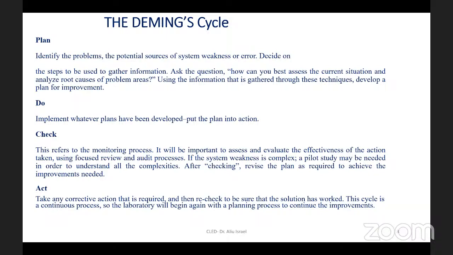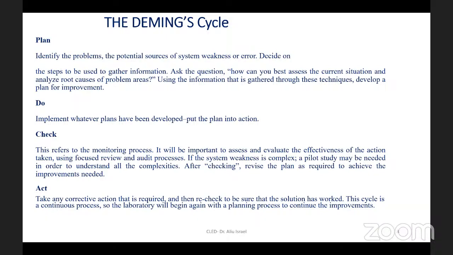Next, you check. Check refers to monitoring the process. It will be important to assess and evaluate the effectiveness of the action taken. Using a focused review, you could use an audit process, you could use checks. If the system weakness is complex, a pilot study may be needed in order to understand the complexity. After checking, you revise the plan as required to achieve the improvement that is needed.